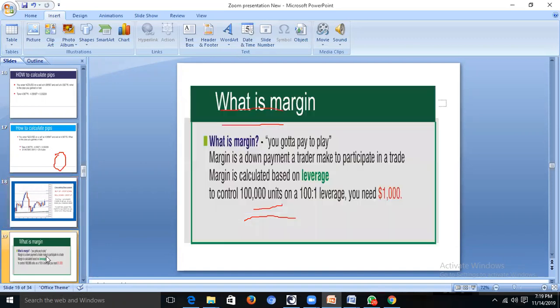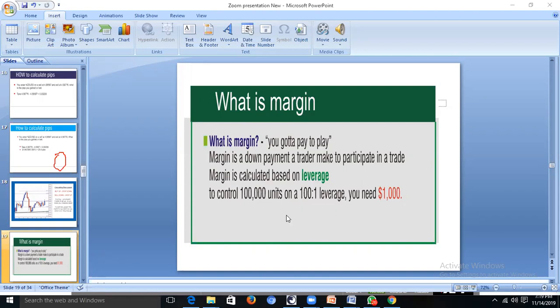Only people like JP Morgan don't use stop loss. People like Warren Buffett, they can just place their trade and relax, because the market must come down, anything that's going up must come down. Now we have what is called margin. Margin is actually the down payment you make. It's the down payment a trader makes to participate in a trade. Margin is calculated based on leverage. Now, to control 100,000 units of the currency, which is a standard lot.